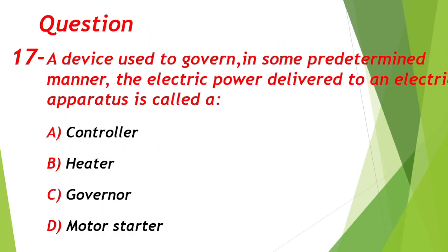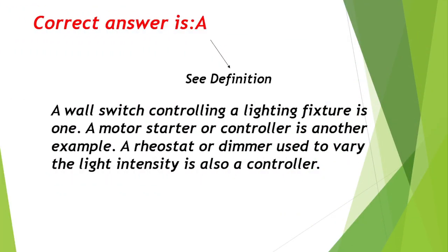Next, question number 17. A device used to govern in some predetermined manner the electric power delivered to an electric apparatus is called A. Controller, B. Heater, C. Governor, D. Motor starter. Correct answer is A. See the definition.